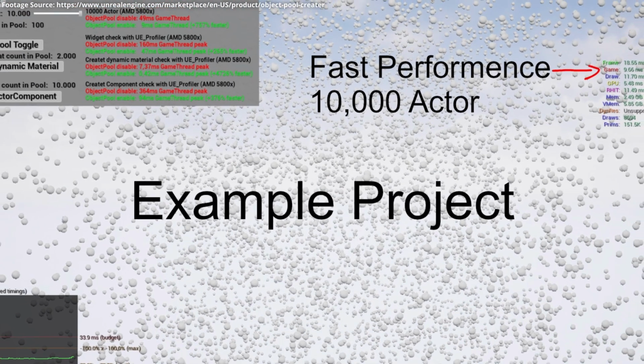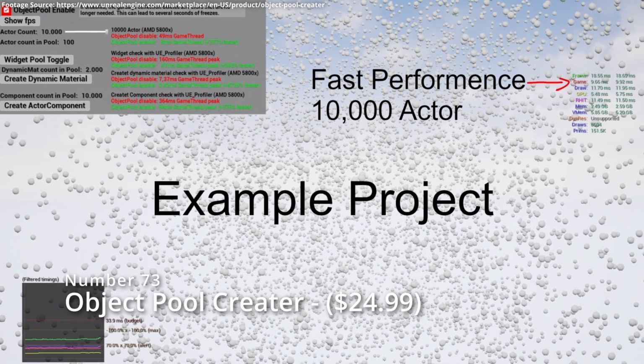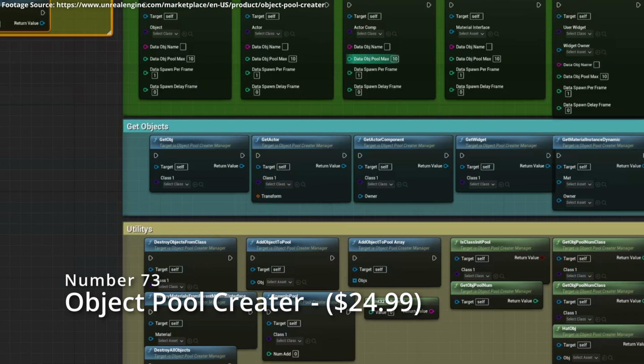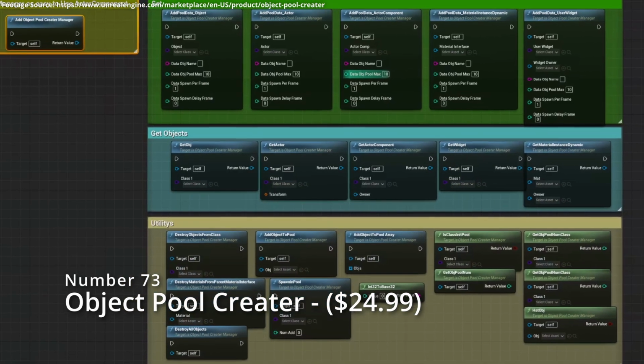Number 73. Object Pool Creator. Create a large number of actors while still maintaining very good performance. This is usable for actors, actor components, dynamic materials, new objects, and even widgets.